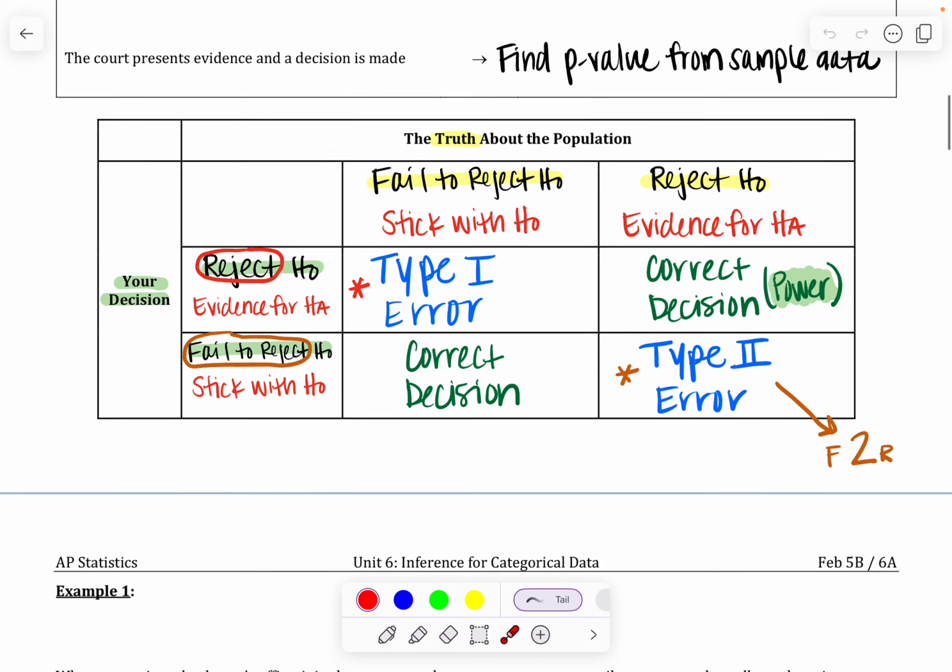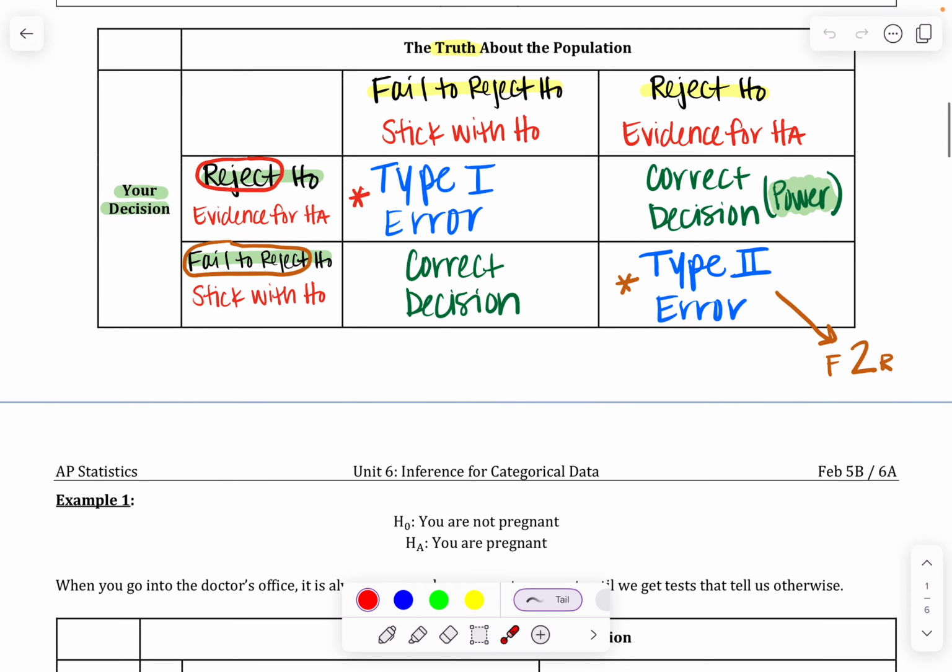Now, what this relates to in terms of types of error: we have truth. We should either be sticking with the null and failing to reject it, or we should be rejecting the null and having evidence for the alternative. So there's some truth in the world. Most of the time, you are never going to actually know the truth. You are simply doing your best with the evidence and the sample that you have.